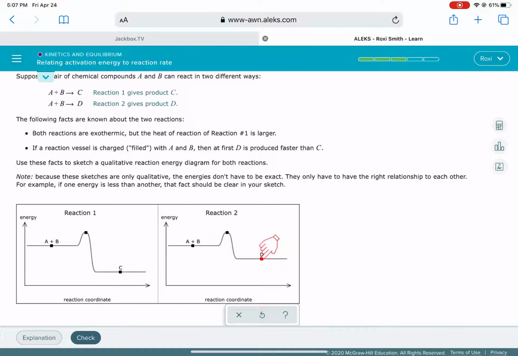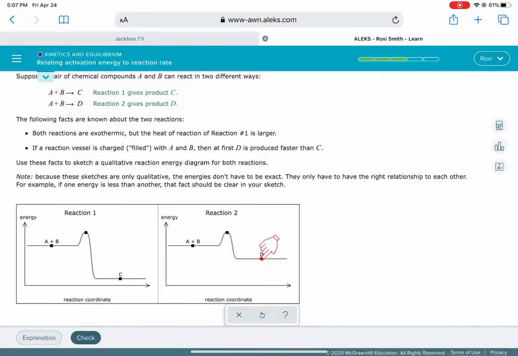And what else do we have in our facts? Both of them are exothermic, but the heat of reaction number 1 is larger. So that means that the difference between reactants and products needs to be bigger for reaction 1. And I've already got that. C versus A and B. Oh, that's not what I wanted. So I've got a bigger gap between C and the starting point. D versus its starting point, that's a smaller gap, so I'm good.